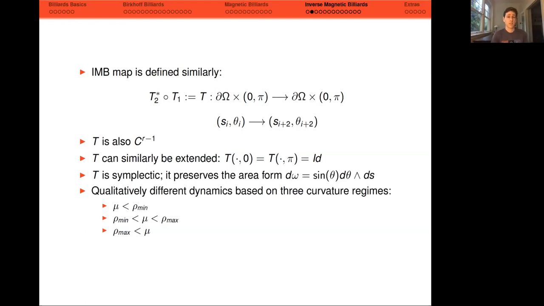Just as before, this inverse magnetic billiard map T is also r-1 times differentiable if the boundary is r times differentiable. Just as before, we can extend this map to be the identity when theta is 0 and theta is pi, so motion stops. It's area preserving. And again, we have very different dynamics based on whether the Larmor radius is in between, or less than, or greater than the minimum and maximum radii of curvature of the boundary.